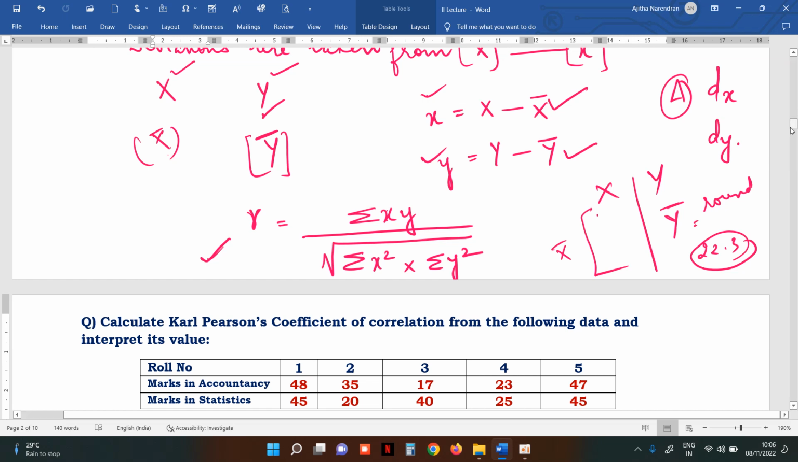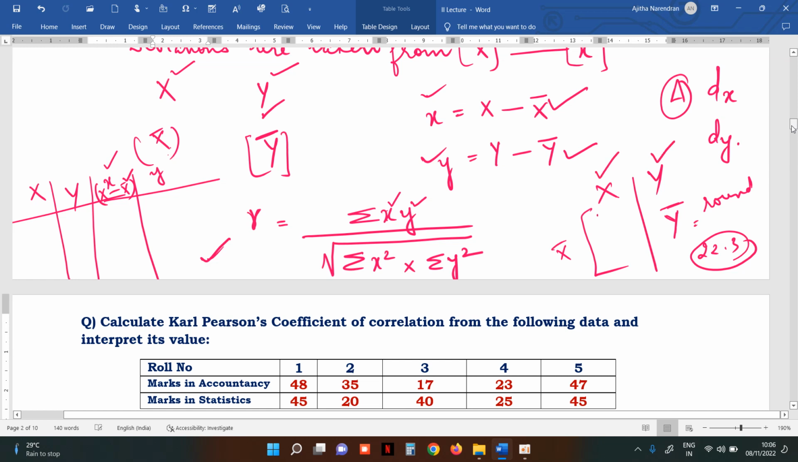Let us see how to find out the values. Summation of x, y. As I've told you, you will be provided with x, and you will be provided with y. First of all, you have to compute small x and small y. In order to compute small x, the formula is x minus x bar, that is the arithmetic mean. So you have to compute the arithmetic mean of x and the arithmetic mean of y.